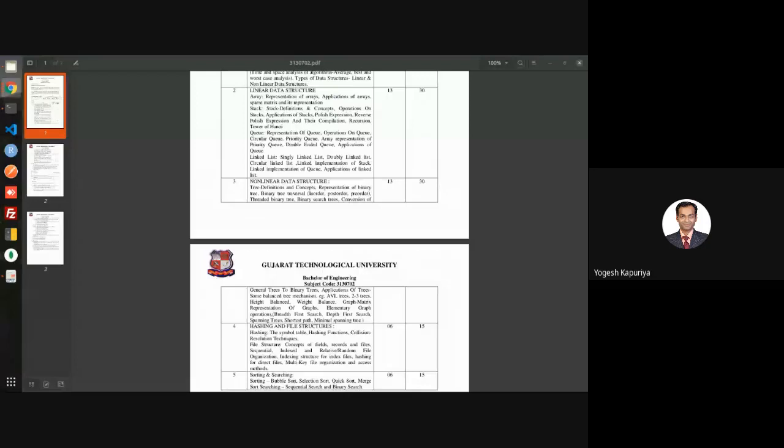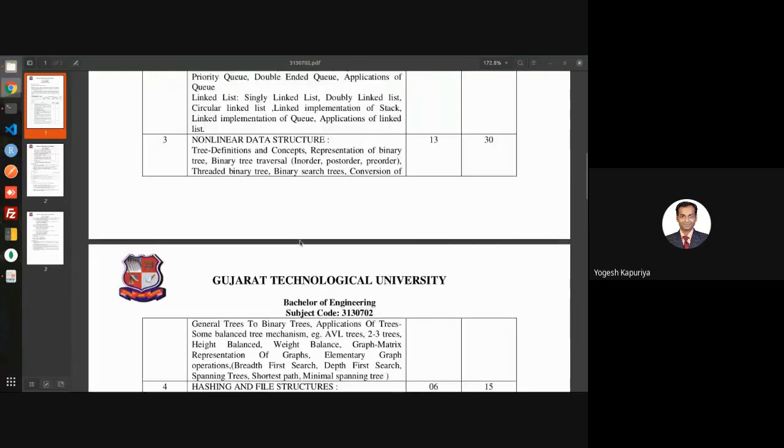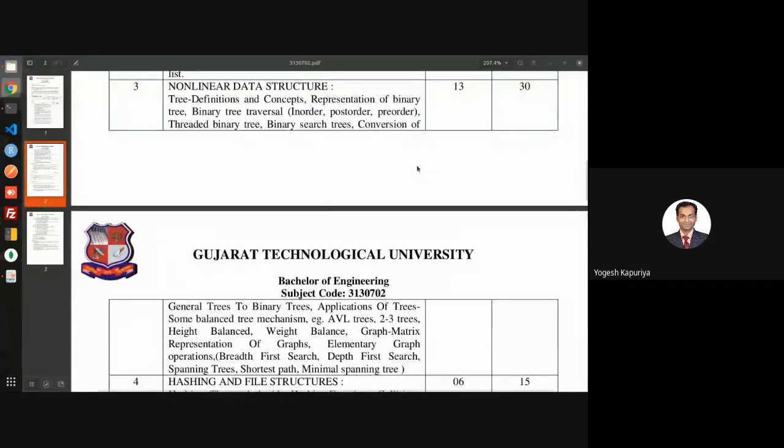So today we are going to start with a new topic that is on non-linear data structure. Before we discuss anything, let me show you what is the content of this topic. First is what do we mean by non-linear data structure? Inside that we have tree definition and concept.